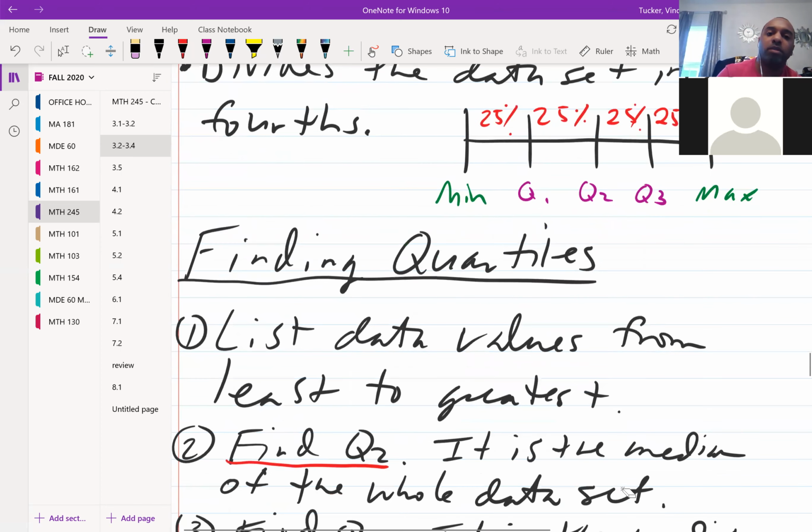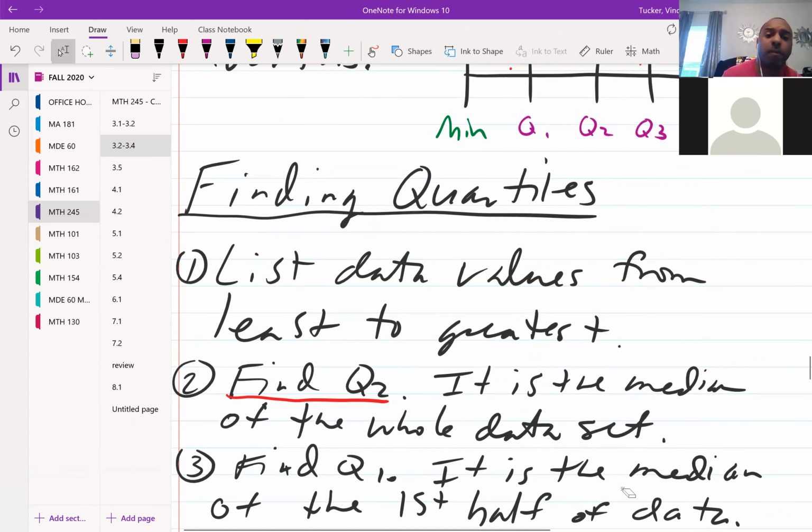So finding your quartiles. What's key here, and a lot of people tend to forget this first step, so always make sure you hold true to it. It says list the data values from least to greatest. You always have to list your data values from least to greatest first. Then you want to find Q2, quartile 2, and that's going to be the median of the whole data set. So the median is your middle value. So don't forget how we would calculate our medians.